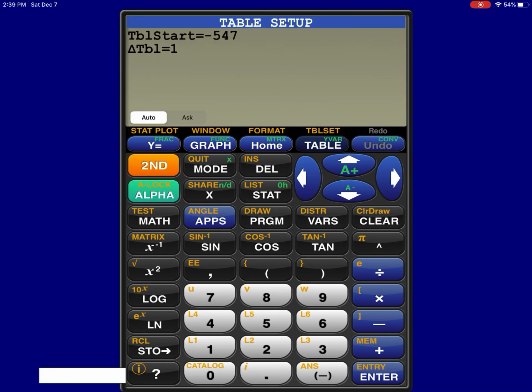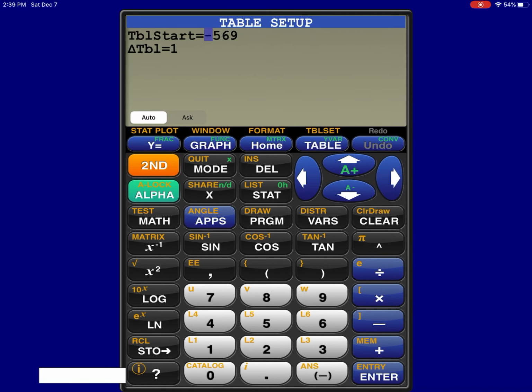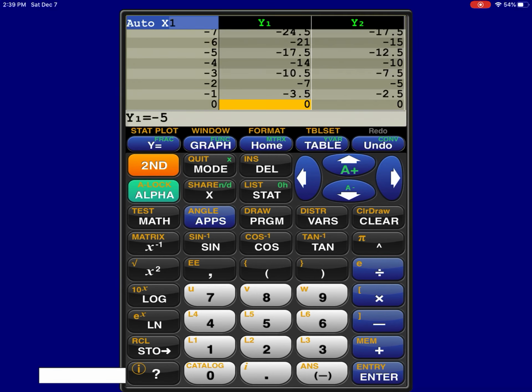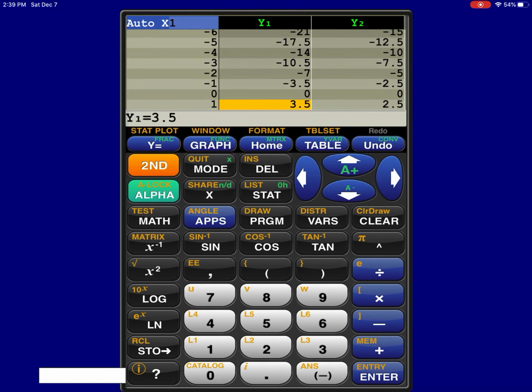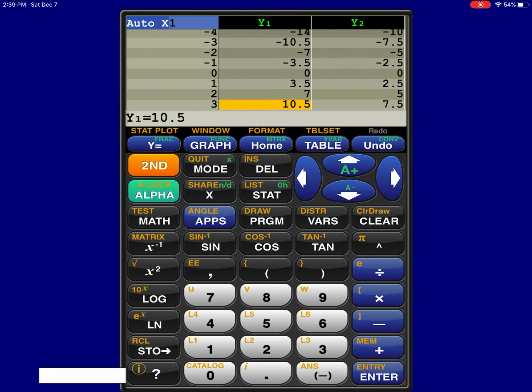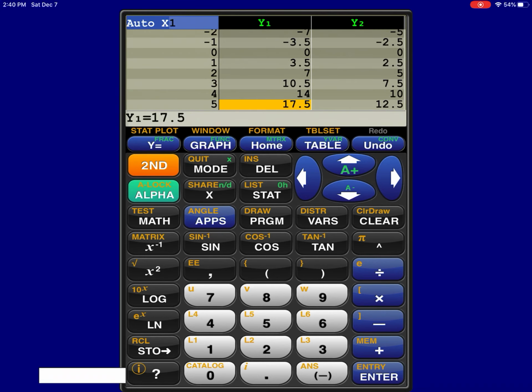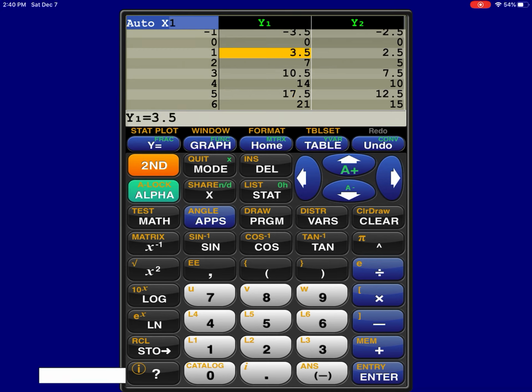So let's see. I'm going to go to my table set. So second table. Whoops, hold on. I need to change my table start to 0. There we go. All right. So if I buy one tennis ball at the first place is going to cost me $3.50. The second place is going to cost me $2.50. Then $7 and $5, $10.50 and $7.50, $14 and $10, $17.50 and $12.50.